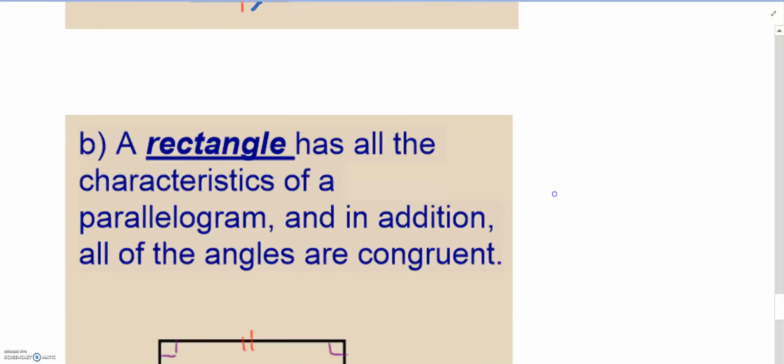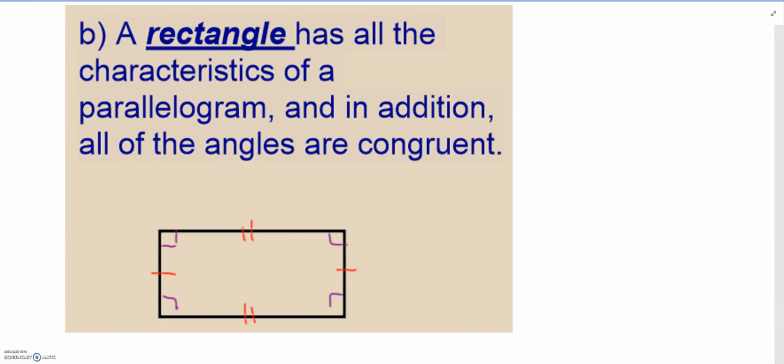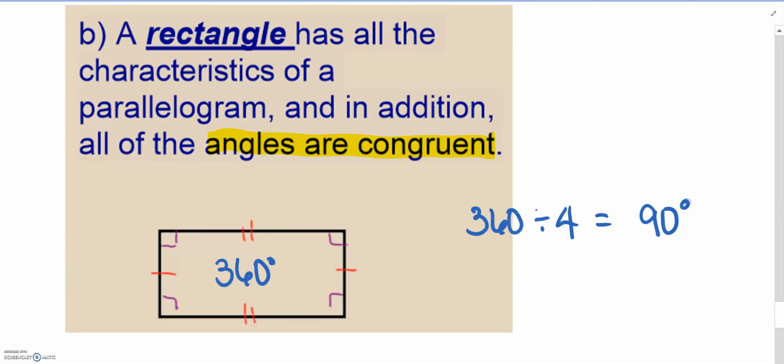All right, next one is a rectangle. You're probably very familiar with a rectangle. A rectangle has all the characteristics of a parallelogram, but in addition, all the angles are congruent. Now, since we know that in a quadrilateral all the angles add up to 360 degrees, what would be the measure of each angle in a rectangle? It would be 360 divided by 4, which is 90 degrees. Therefore, not only are all the angles congruent, but they're right angles, or 90-degree angles, in a rectangle.